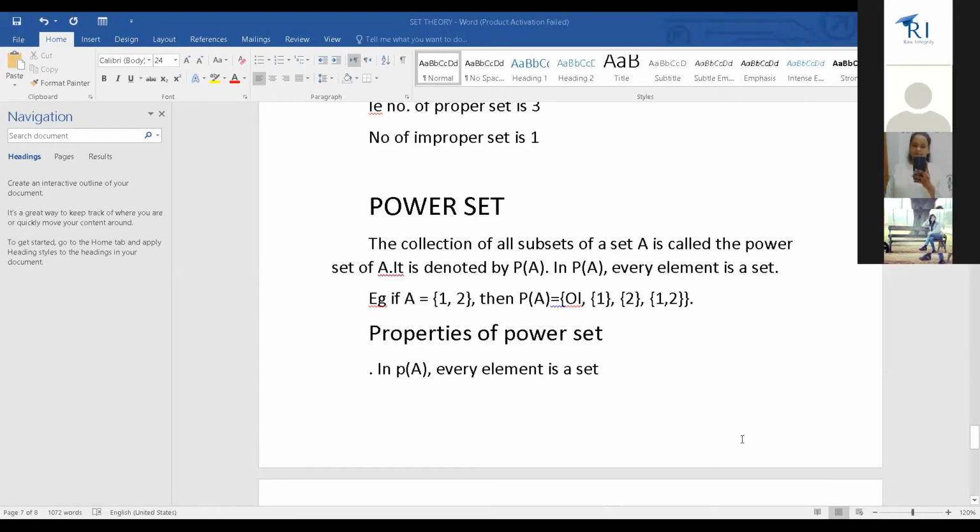We said what is power set? It's just the collection of all subsets. We write it as P of A.